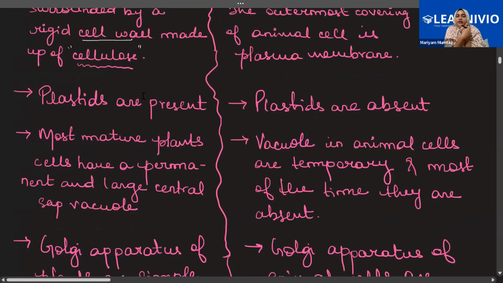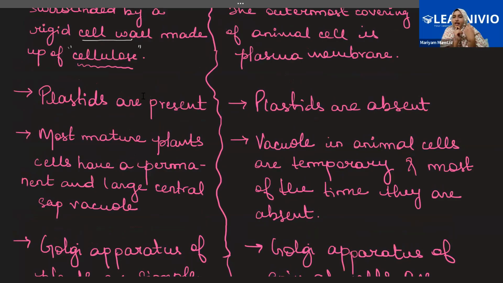Then most mature plant cells have a permanent vacuole and a large central sap vacuole. So in the case of plants, the vacuoles are very big in size, prominent and permanent, meaning they'll stay there. But in the case of animals, vacuoles can be present, and whenever they are present, they are temporary vacuoles. No permanent vacuoles are found in animal cells because animal cells are always dividing. Apart from that, most of the time the vacuoles are not present at all. It's absent in the case of animal cells.